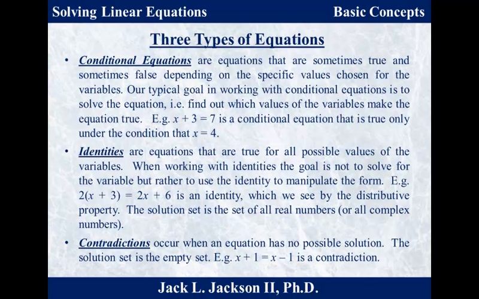Contradictions occur when an equation has no possible solution, and the solution set is then the empty set. For example, if we say x plus 1 equals x minus 1, that's a contradiction because it has no solution. No matter what you put in for x, this is always false.